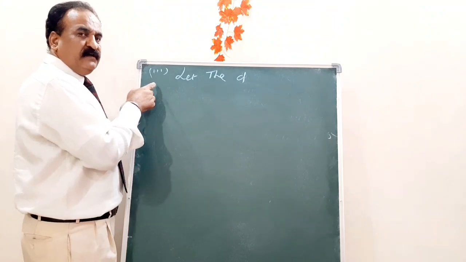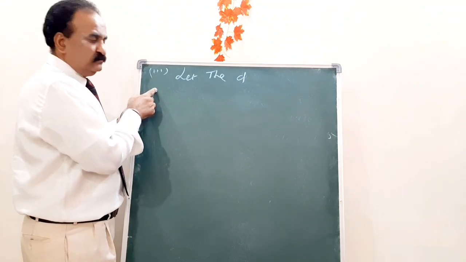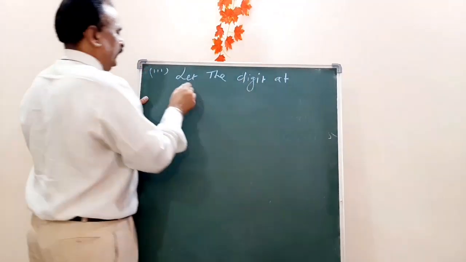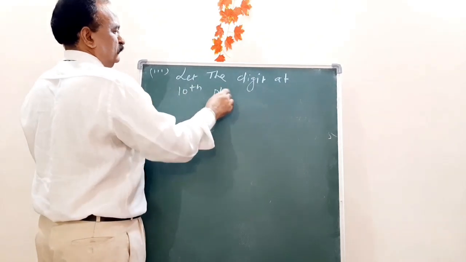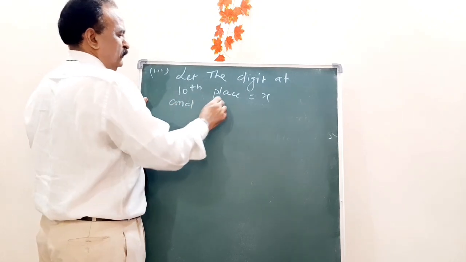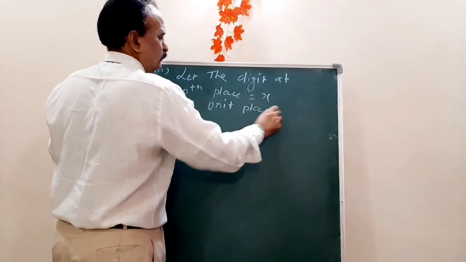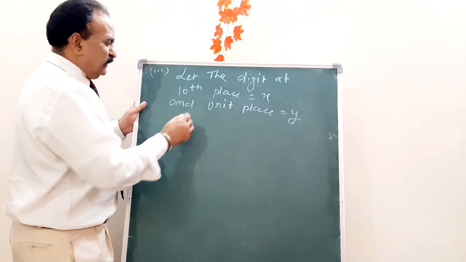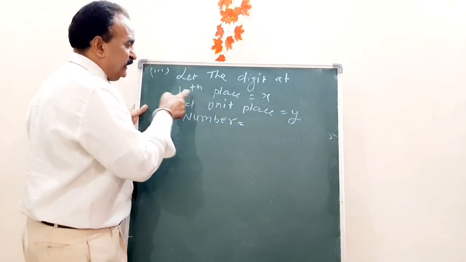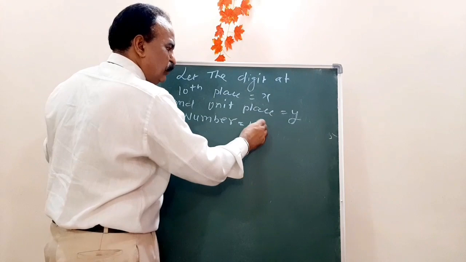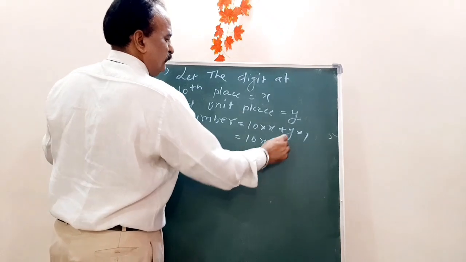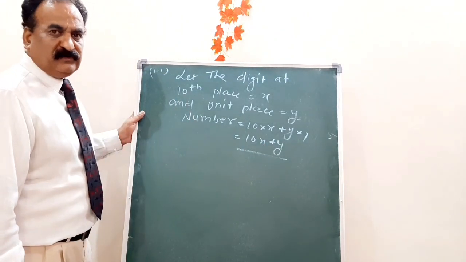this is question number 3 of exercise 3.4 of your textbook. Let the digit at the tens place be x and the unit place be y. Then the number is equal to 10 into x plus y into 1. It means 10x plus y.